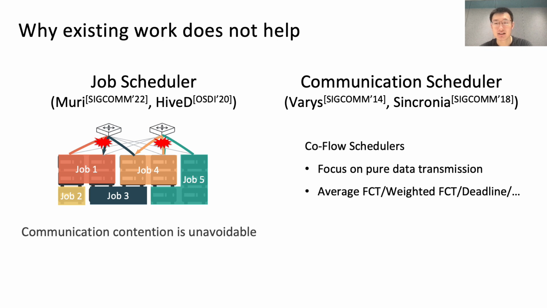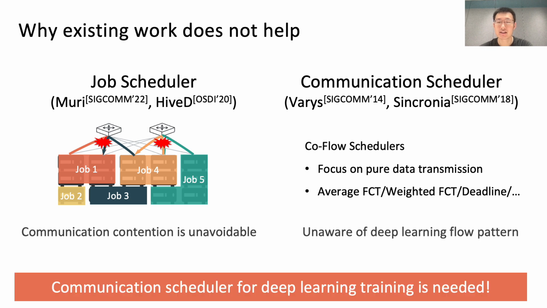Unfortunately, existing communication schedulers focus on pure data transmission jobs. They try to minimize completion time of each flow or try to complete the flow transmission before the deadline. So they are unaware of the flow pattern of deep learning training jobs, like iterative traffic burst. They are also unaware of the goal of GPU utilization. So we need a communication scheduler of deep learning training jobs for multi-tenant GPU cluster.